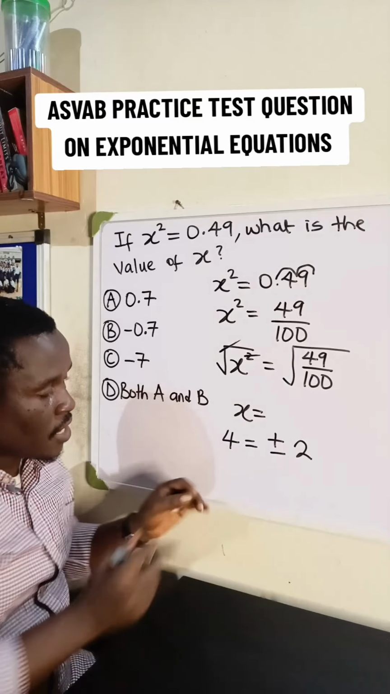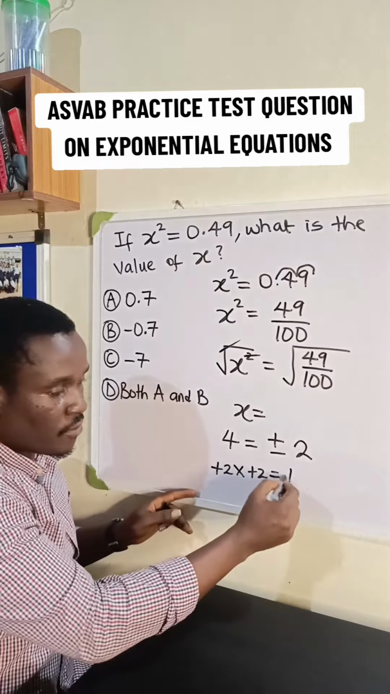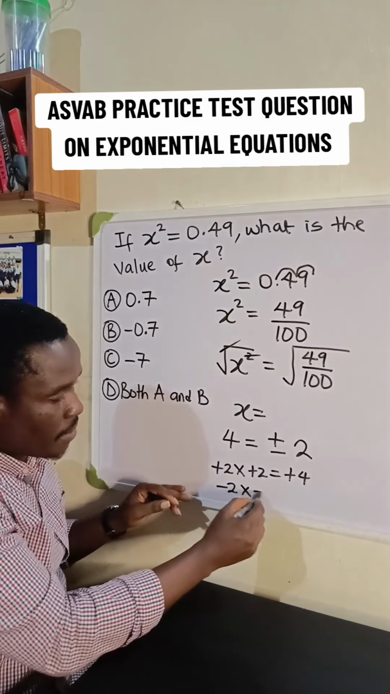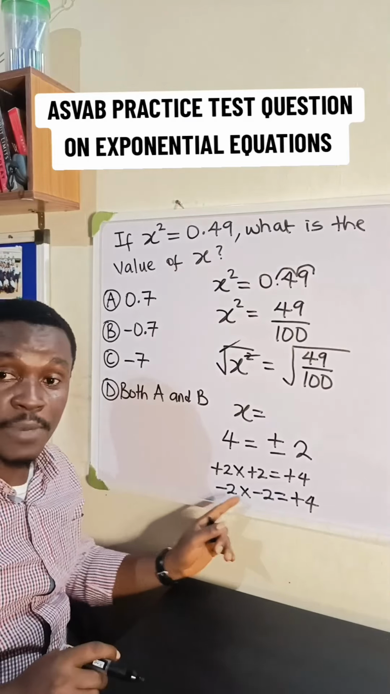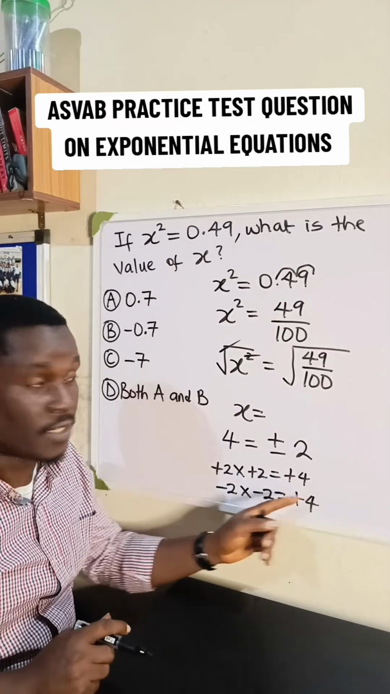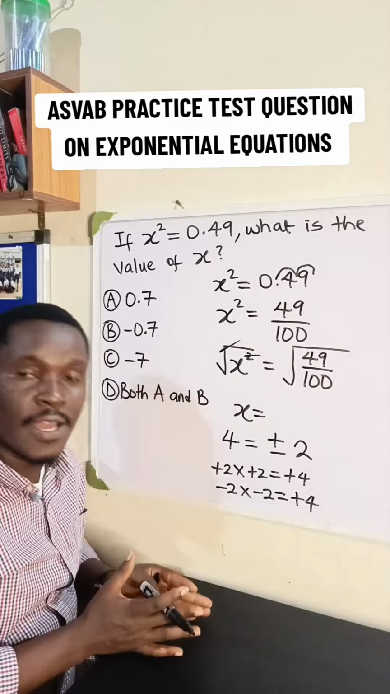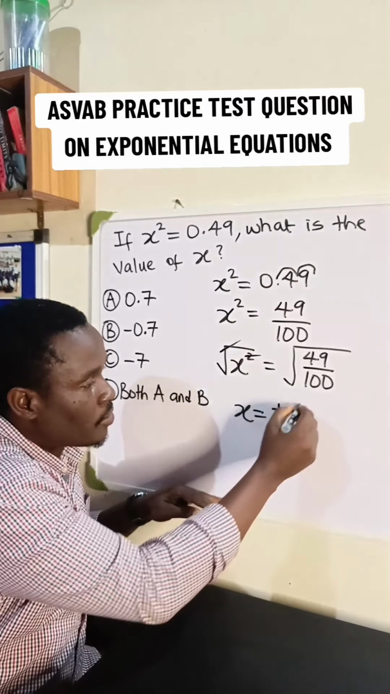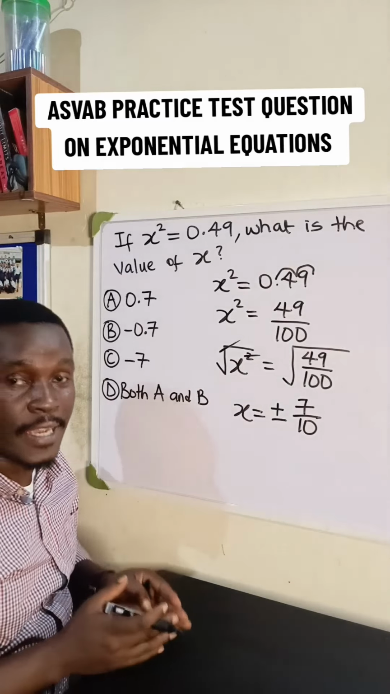The reason is, if you do plus 2 multiplied by plus 2, this is going to give you plus 4 in algebra. Also, minus 2 multiplied by minus 2 is also going to give us plus 4. So when a negative multiplies a negative, you get positive. When a positive multiplies a positive, you also get positive. This means the square root of these values are both positive and negative. So we can simply say our answer is plus or minus 7 all over 10. So it is both a positive value and a negative value.